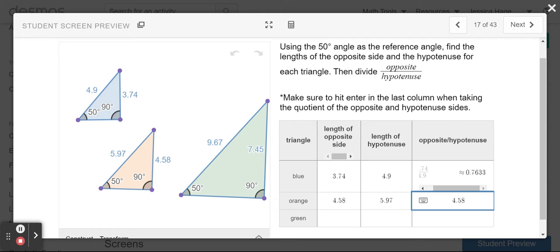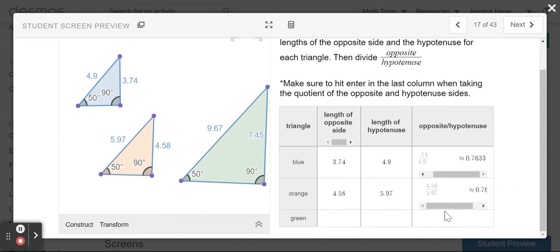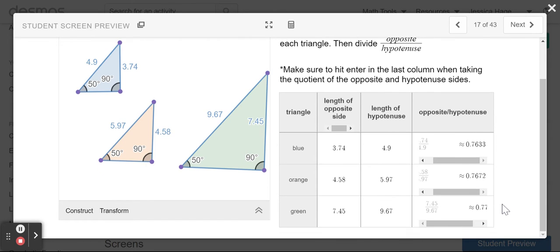And so we're going to write that as a ratio, and we're going to compare that to the ratio of the other triangle. And what you'll notice is because they're similar triangles, the ratios are going to be the same, about 0.76, 0.77. Then let's do the green triangle. Opposite 50 degrees is going to be 7.45. The hypotenuse is 9.67. And so in that order, the opposite divided by the hypotenuse is going to be, again, about 0.77.